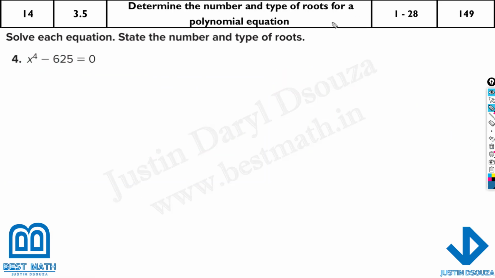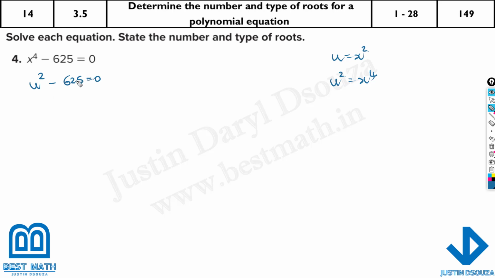How can we solve this one? Now this one, instead of x to the power 4, if we have x squared minus 625, yes, we can solve it as a quadratic, right? Now we will do a substitution. Let's consider u to be x squared. So what is x to the power 4 then? u squared is equal to x to the power 4. So I'm just going to rearrange over here. Instead of x to the power 4, I'll write u squared minus 625 is equal to 0.